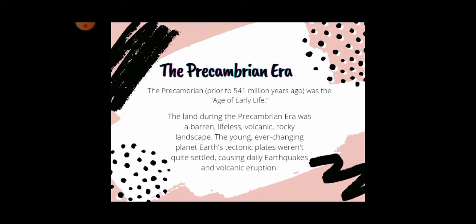The Precambrian era. The land during the Precambrian era was a barren, lifeless, volcanic, and rocky landscape. The Earth was already more than 600 million years old when life began. The planet had cooled down from its original molten state, developing a solid crust and oceans created from water vapor in the atmosphere.